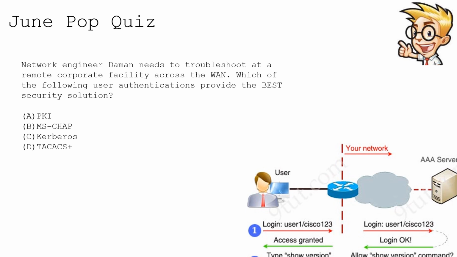Okay, next question. Network engineer Damon needs to troubleshoot at a remote corporate facility across the WAN. Which of the following user authentications provide the best security solution? I really like this question. I found it to be a little bit challenging because a lot of these have to deal with authentication, but which one is the best solution? So can you think of why you should use a certain protocol or technology over another, and what is the weakness or strength of each of these? So let's think for a second and let's look at the answer.